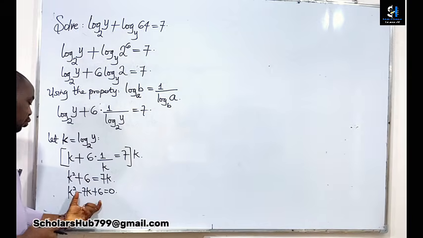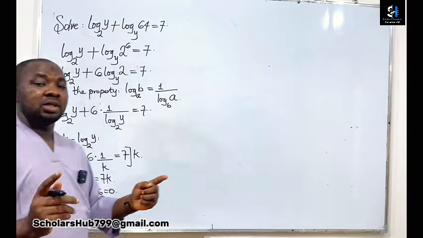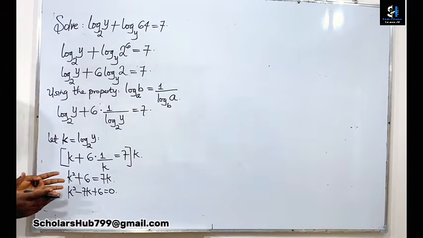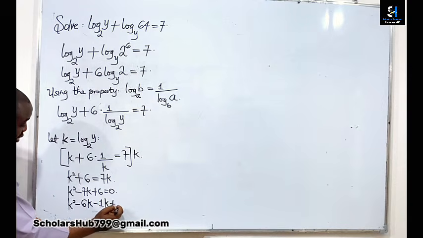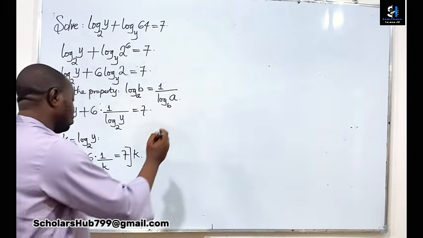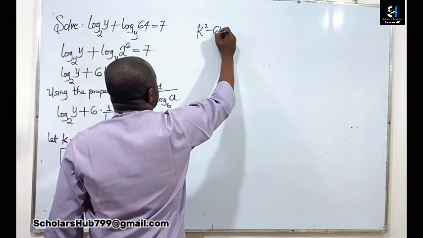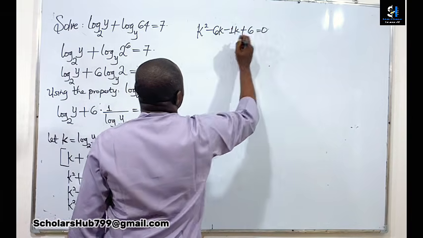Now this quadratic equation can be solved by using what we call factorization by splitting the middle term, and the coefficient of k squared is 1. So we need two numbers that multiply to 6 and when added together give -7, and that will be -1 and -6. So in this case, this will be k squared minus 6k minus 1k plus 6 equals 0.